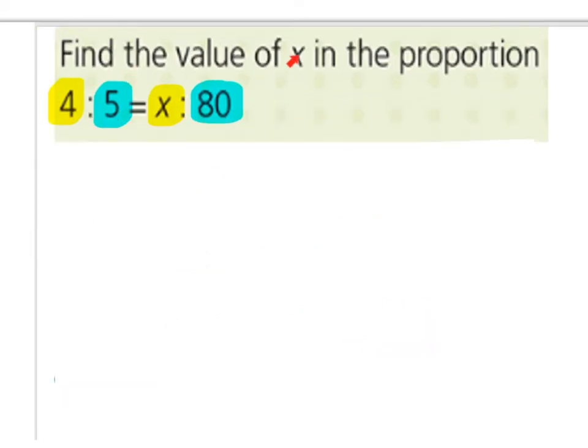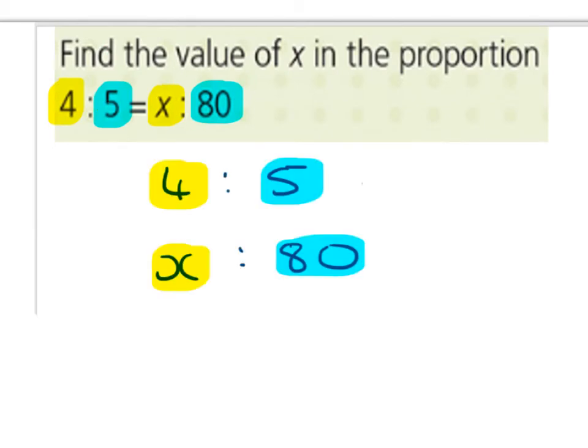Find the value of x in the proportion 4 to 5 is equal to x to 80. So we're going to do this in the same way. So we're going to write 4 to 5, and underneath it, we're going to write x to 80. So we've 4 to 5 on the top and x to 80 on the bottom. So how did we get from 5 to 80? So we're going from a smaller number 5 to a bigger number 80, so we must be multiplying. So what do we multiply 5 by so that we end up with 80?